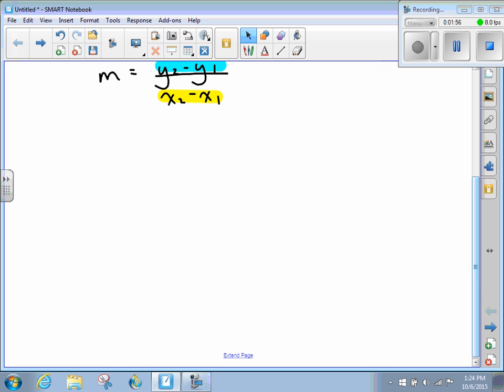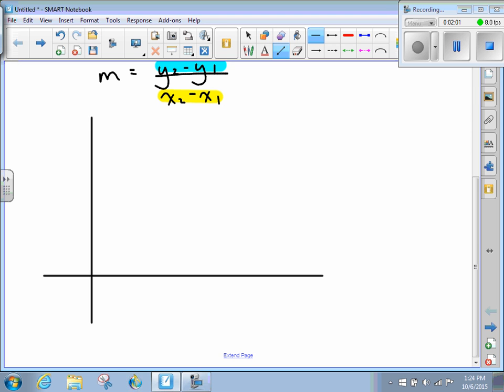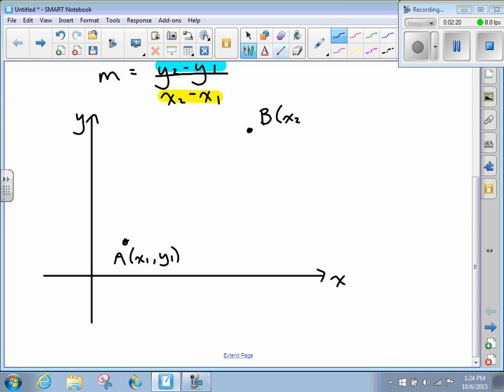So if I were to have a coordinate system, we'll have 2 points there. So we've got a point here, this is point A, x1, y1, and this is point B, x2, y2. We don't know what those values are. The midpoint will happen right in between those 2 coordinates.